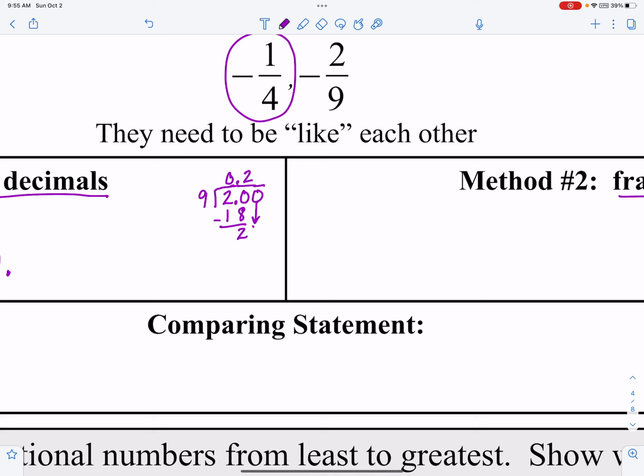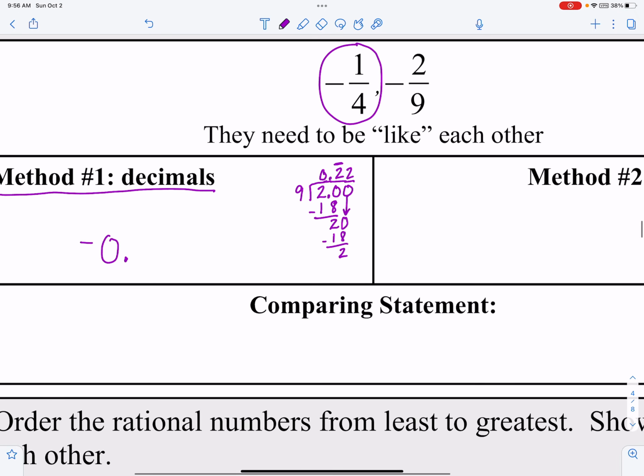Bring down the additional 0. 2 times 9 is 18. And we can see sort of this pattern that we're going to have a repeating decimal here. So I can see that this is 0.2 repeating. Okay. And so I'm going to go ahead and put this right here.